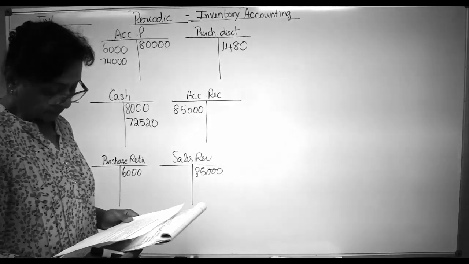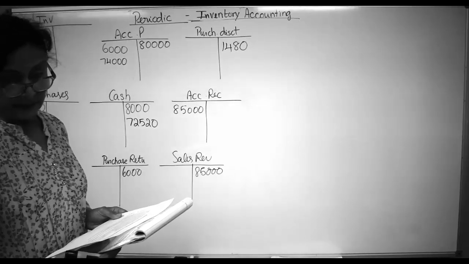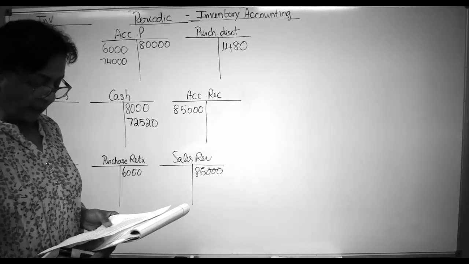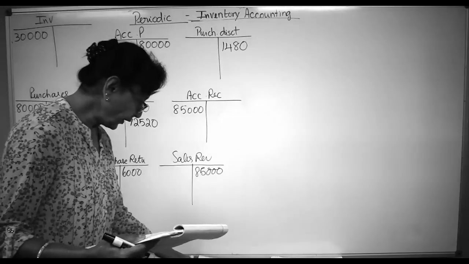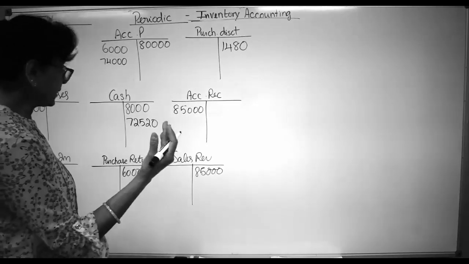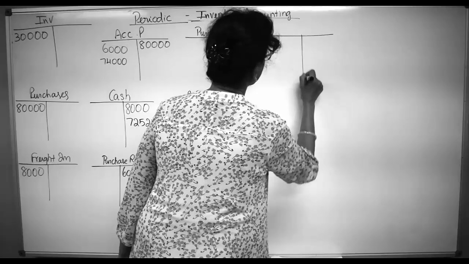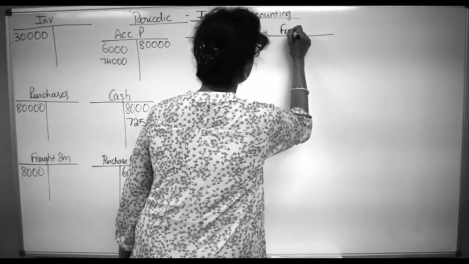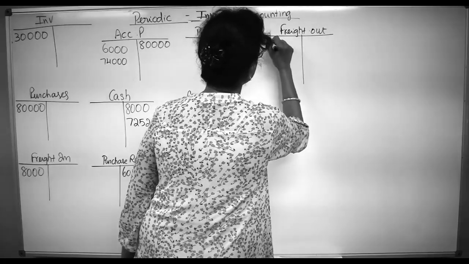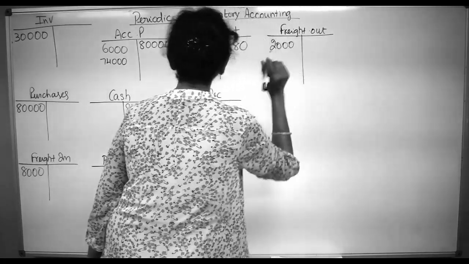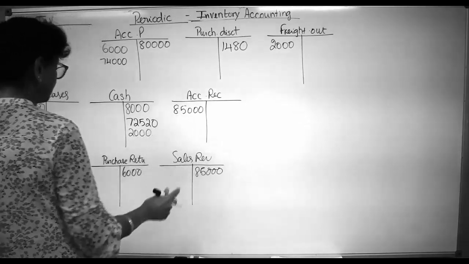Next one, the customer, the above sale gets a credit term of 1/50. Now here the company is paying the shipping cost. So here the entry is the same as the perpetual. So you debit the freight out for $2,000 and credit cash $2,000.